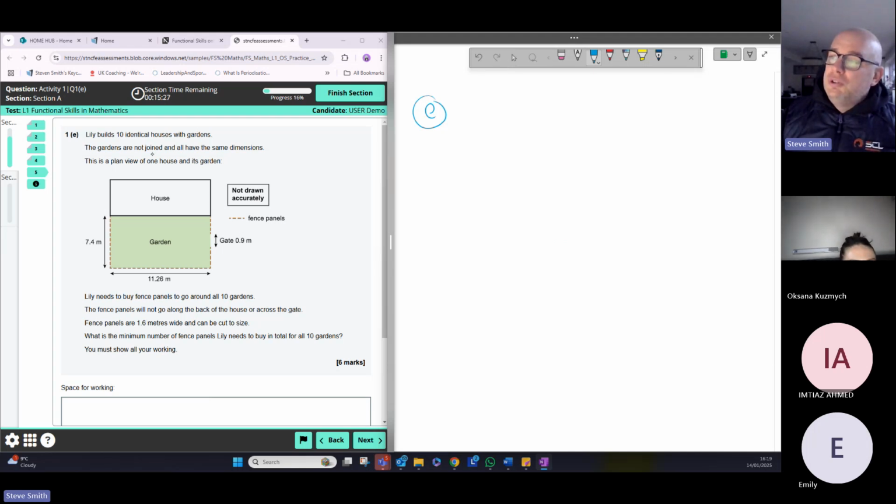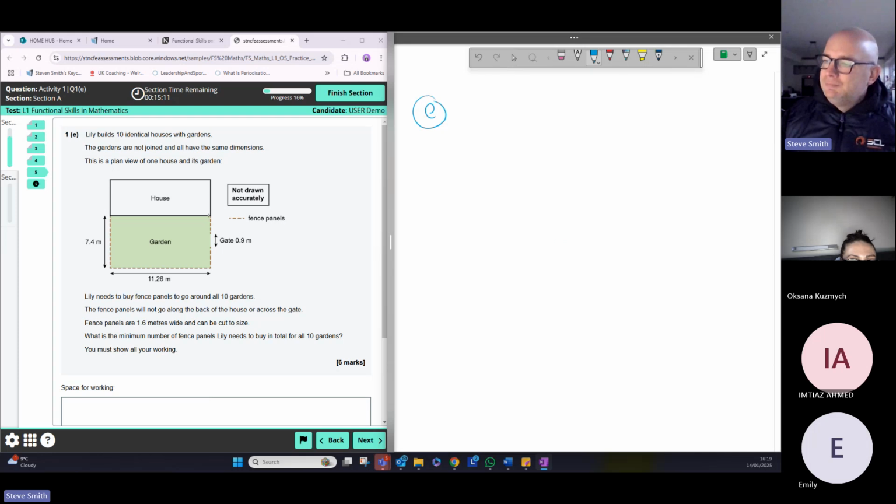The gardens are not joined and all have the same dimensions. This is a plan view of one house and its garden. Lily needs to buy fence panels to go around all 10 gardens. The fence panels will not go along the back of the house.